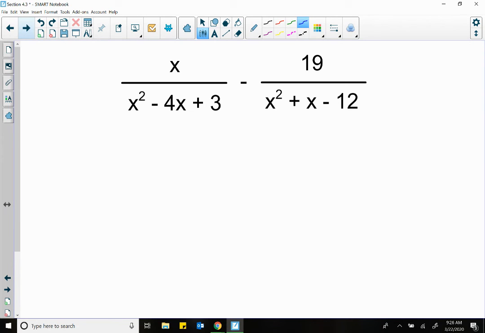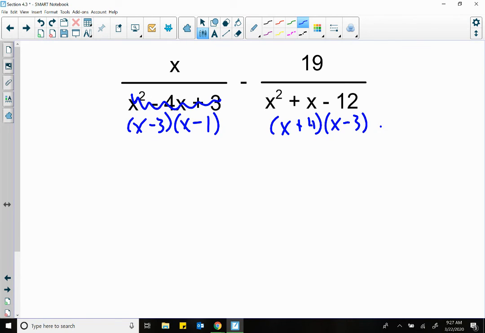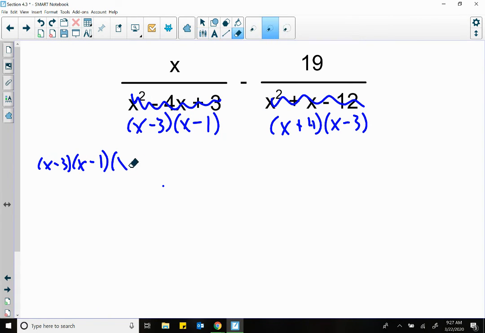So all these need to be factored, these denominators. This factors to x minus 3, x minus 1. This guy factors to x plus 4 and x minus 3. Okay? So our denominators are x minus 3, x minus 1, and x plus 4, x minus 3.